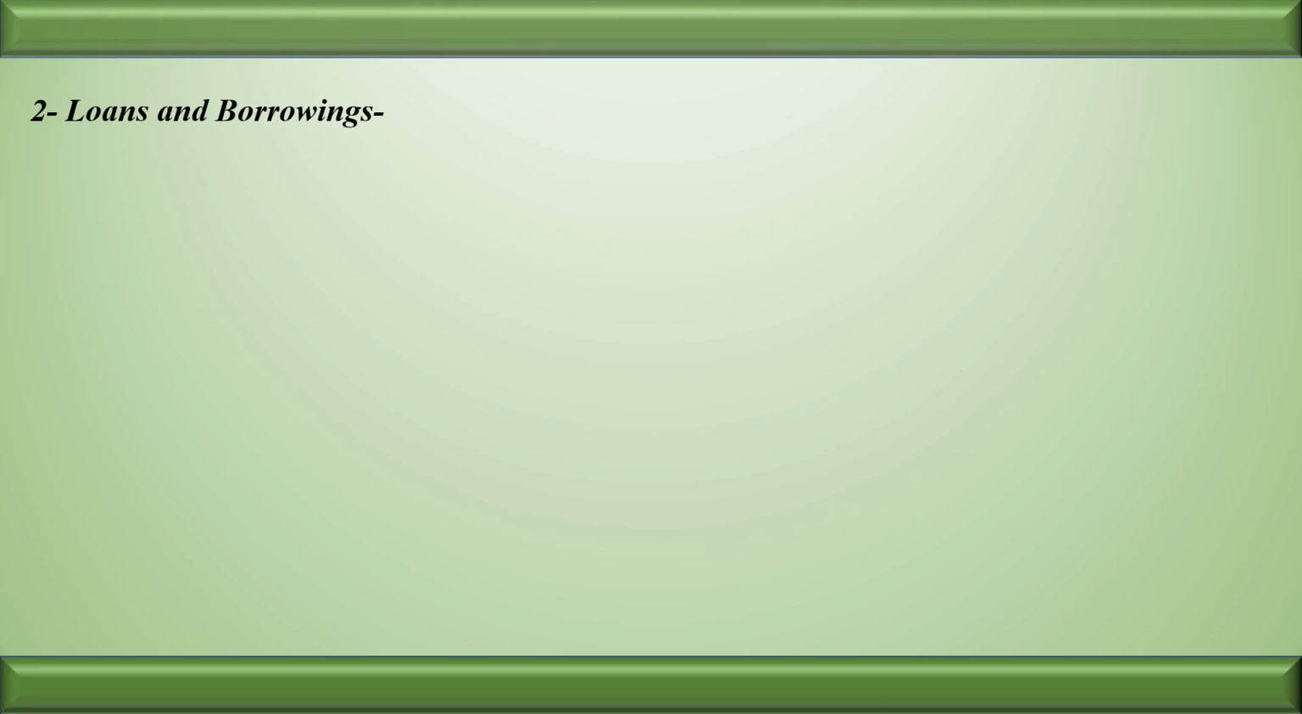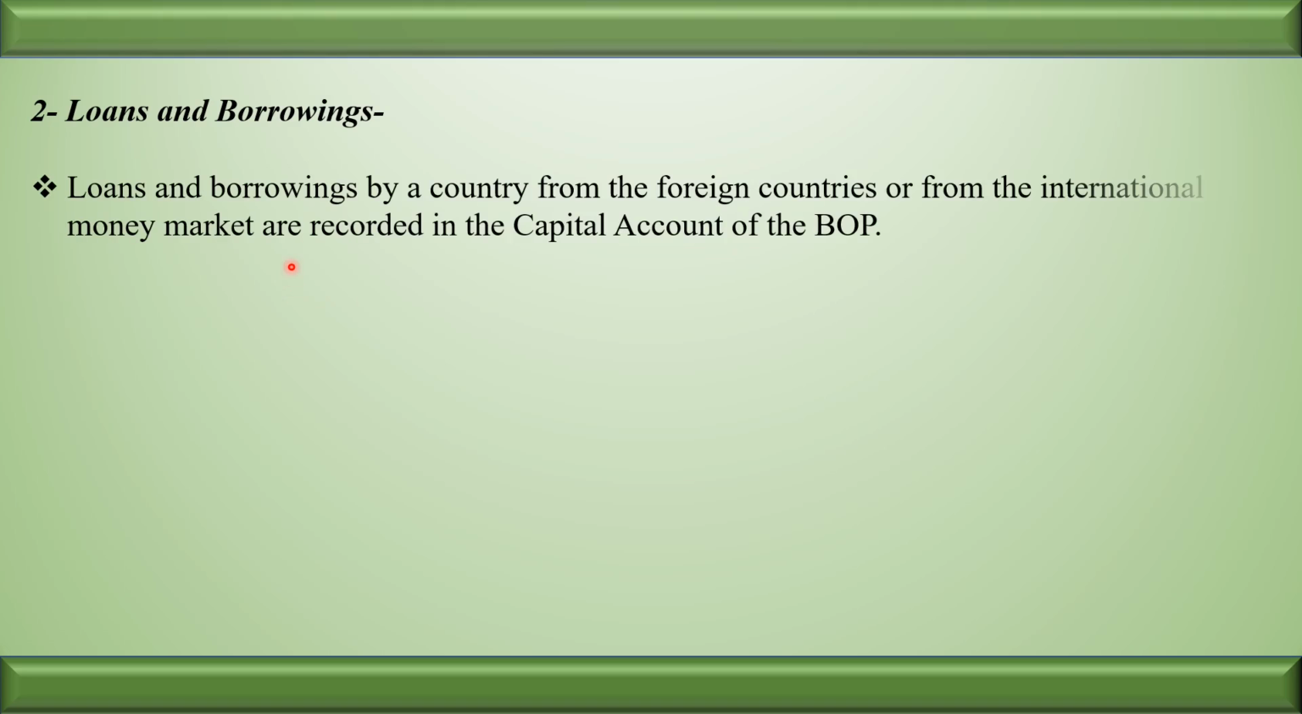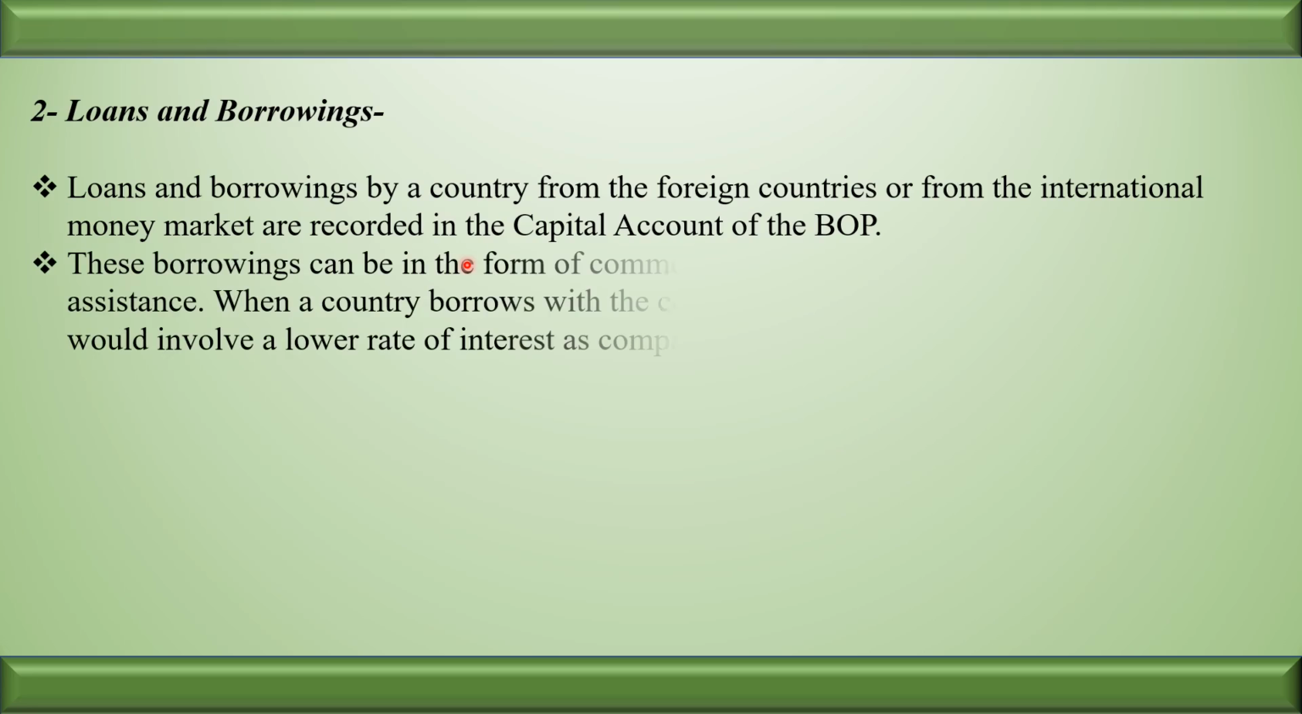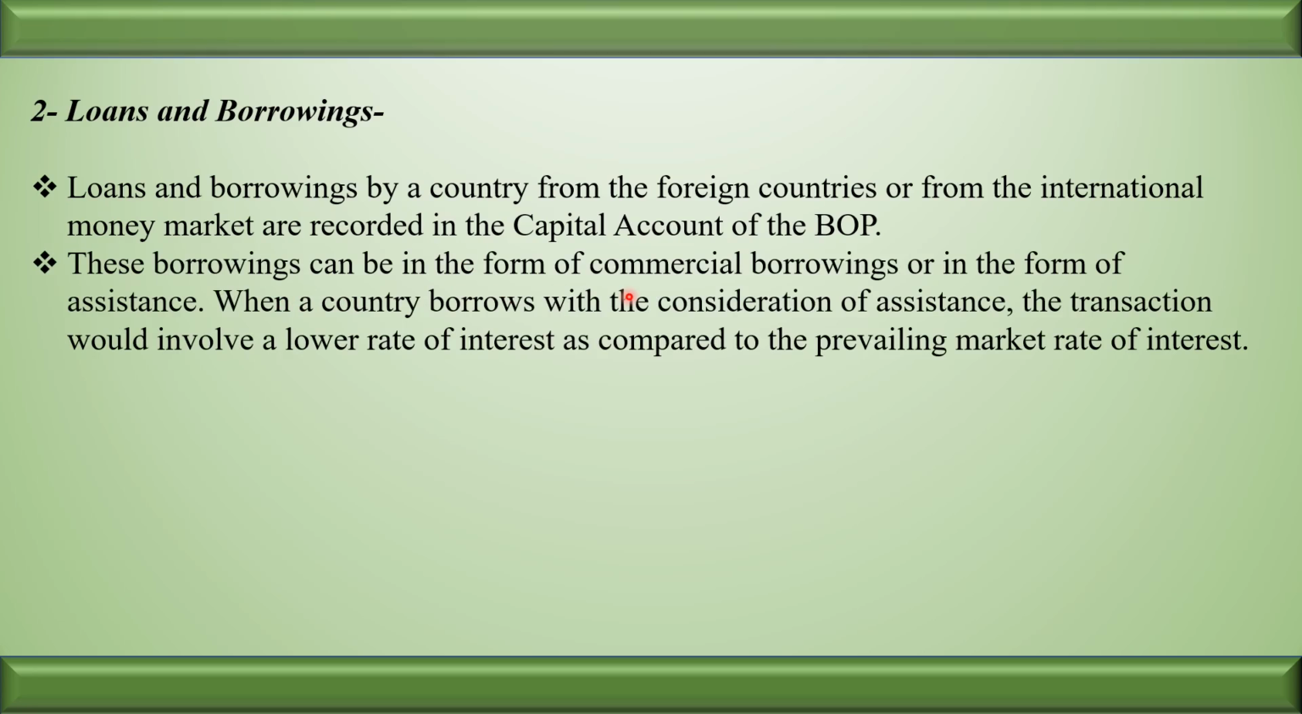The next component is loans and borrowings. Loans and borrowings by a country from the foreign countries or from the international money market are recorded in the capital account of BOP. These borrowings can be in the form of commercial borrowings. We have two types of borrowings. One is called commercial borrowings and the other one is called assistance borrowing. When the money is borrowed from the foreign country at the market price, it is called commercial borrowing. And when the money is borrowed below the market price rate, it is called assistance borrowing.